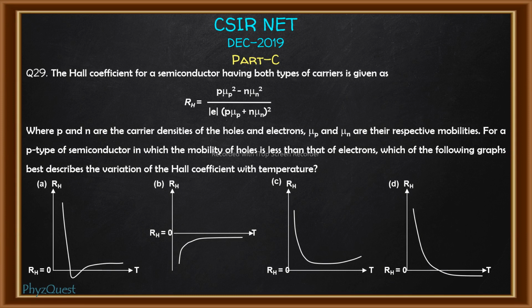The question is, the Hall coefficient for a semiconductor having both types of carriers is given as RH equal to (P mu P squared minus N mu N squared) divided by e times (P mu P plus N mu N) whole squared, where P and N are the carrier densities of the holes and electrons, and mu P and mu N are their respective mobilities. For a p-type semiconductor in which the mobility of holes is less than that of electrons, which of the following graphs best describes the variation of the Hall coefficient with temperature? Four plots are given and we need to choose the correct plot.